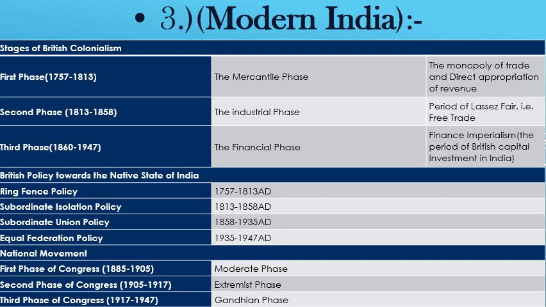Ring fence policy, in which the British took control of the territory around the area in which they lived. Subordinate union policy, equal federalism policy, national movement: first phase Congress, second phase Congress, 1885 to 1905, 1905 to 1920, and the third phase, that is the Gandhian era, 1920 to 1947. Moderate phase, extremist phase, and Gandhian phase.